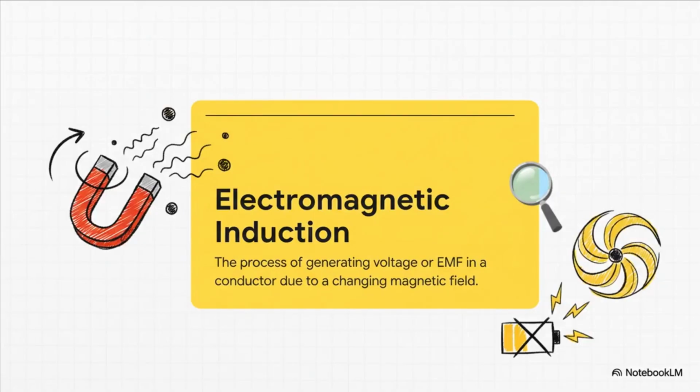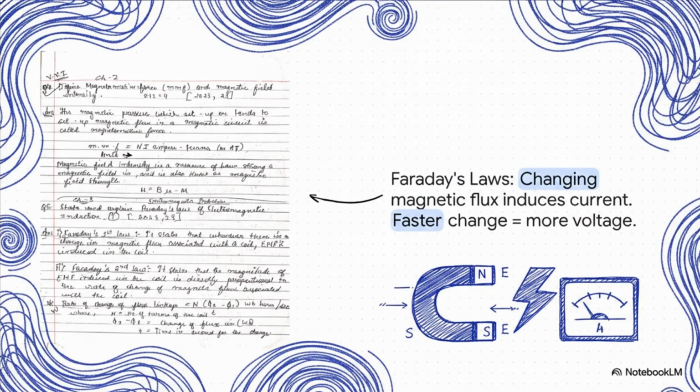So this magical trick of creating electricity out of thin air with a magnet, it has a name, and it's right here in the notes, plain as day, electromagnetic induction. This is how we generate massive amounts of power without needing a single battery. Now, the guy who really figured this all out was Michael Faraday, and his laws, which are jotted down right here, tell us two absolutely crucial things. First, it's not just a magnetic field you need, it's a changing magnetic field. And second, the faster you make that change, the more voltage you're going to get.